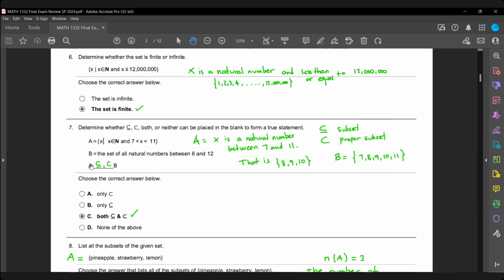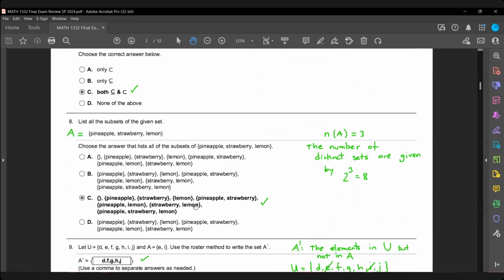The question is, is A a subset or proper subset of B? In this case, it is a subset because we can find all the elements of A in B. It is also a proper subset because A is not equal to B. So therefore, we can use both the subset and proper subset symbols.